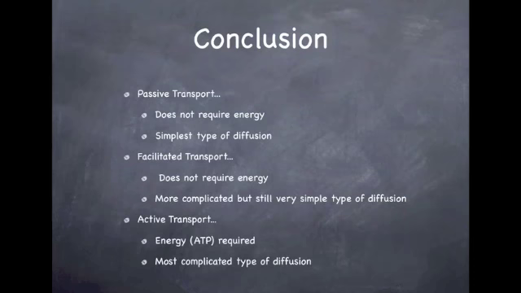In conclusion, passive transport does not require energy and is the simplest type of diffusion. Facilitated transport is a bit more complicated, but it's still a fairly simple type of diffusion. Active transport requires ATP, or energy, and is the most complicated type of transport, but all three of them are necessary and required for a cell to do what it does.